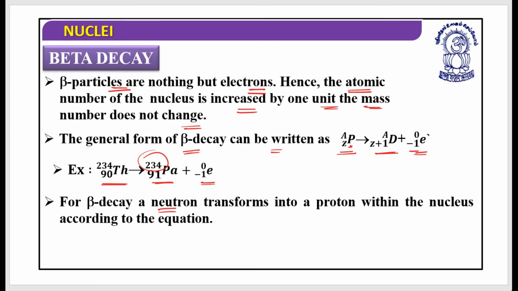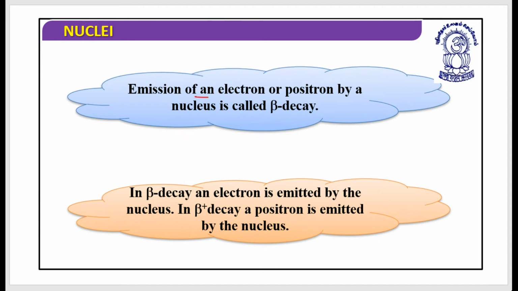So for beta decay, a neutron transforms into a proton within the nucleus according to the equation. And emission of an electron or positron by a nucleus is what we call beta decay. So in beta minus decay an electron is emitted by the nucleus, and in beta plus decay a positron is emitted by the nucleus. I hope this is clear.